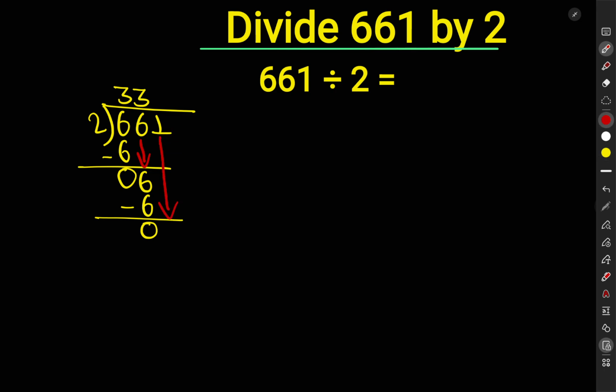So again we put down this 1 and 2 times 0 means 0. On subtracting it is 1. So now this 1 is less than 2 and there is no other number to put down. So we put a decimal here so that we can put 0. So it is 10 and 2 times 5 is 10. On subtracting we get 0.